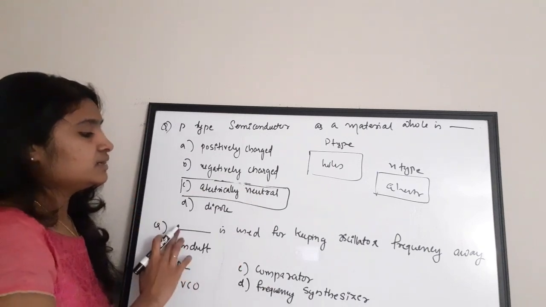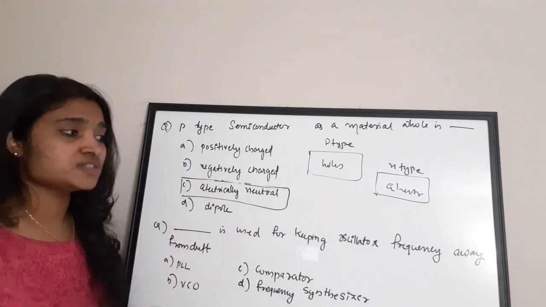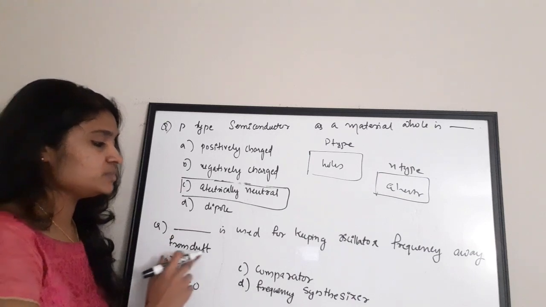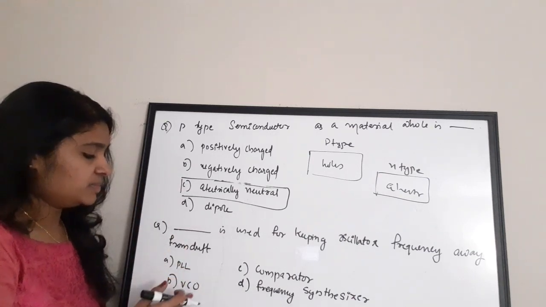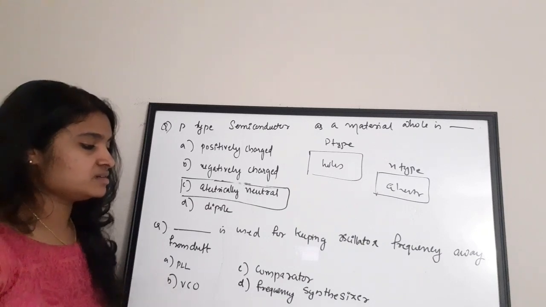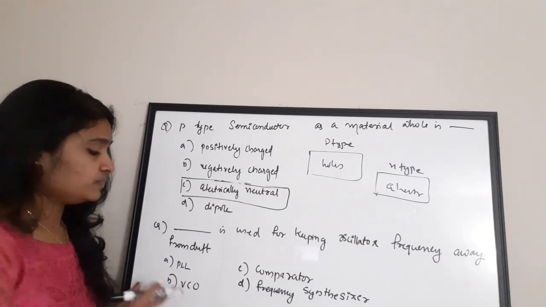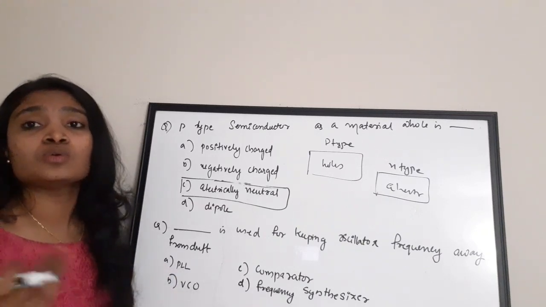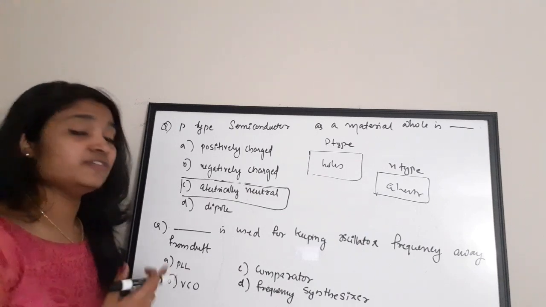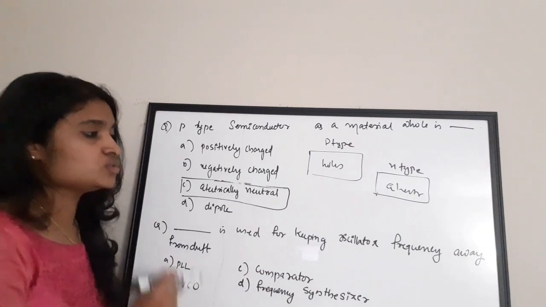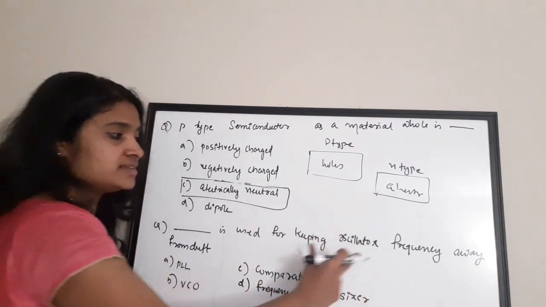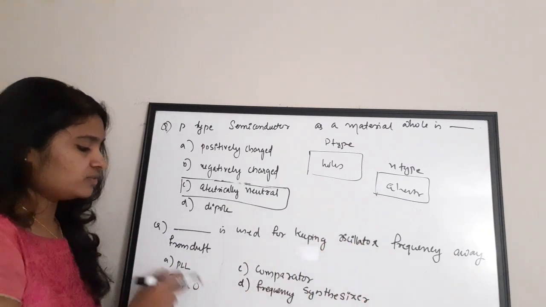Next question. Dash is used for keeping oscillator frequency away from drift. Okay. Options are A. PLL, B. VCO, C. Comparator, D. Frequency synthesizer. A. PLL means phase lock loop. B. VCO means voltage controlled oscillator. C. Comparator. So we already have an oscillator.